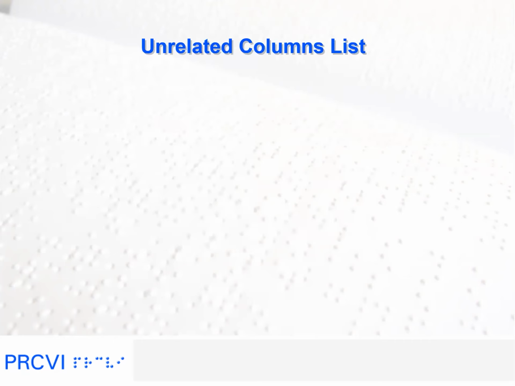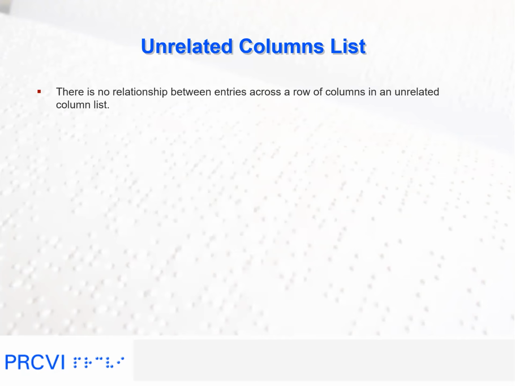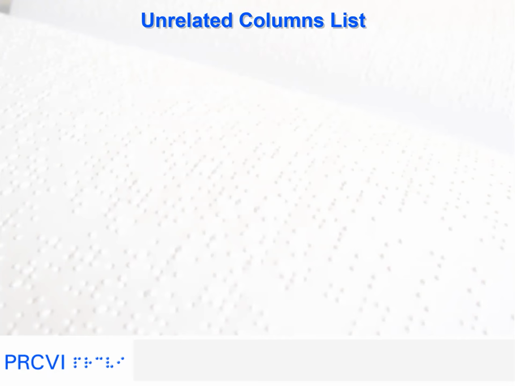In an unrelated column list, there is no relationship between entries across a row of columns. In a related column list, it's a list of items arranged in 2 or more columns. Items in columns are brailled without guide dots. Use this list only if all the columns will fit on a braille line. Let's look at the example of unrelated column list.